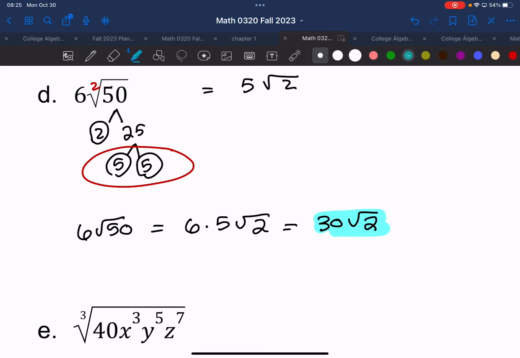So if we have a whole number already on the outside of our radical, we are just multiplying that whole number by the answer that we get.